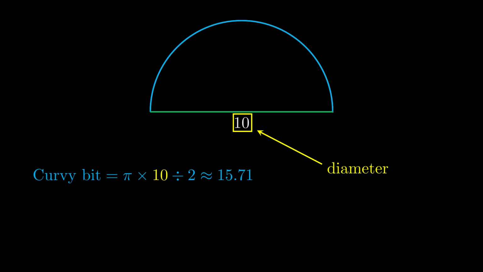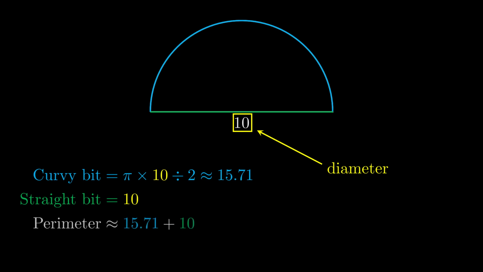But we're not done yet. We have to add that to the straight bit, which is just 10. That's easy. Okay, and so the final perimeter, the total length of the boundary, will be about 15.71 plus 10, which is 25.71. Okay, and so similar ideas should be used for parts of circles.